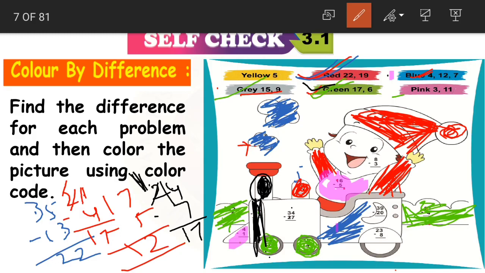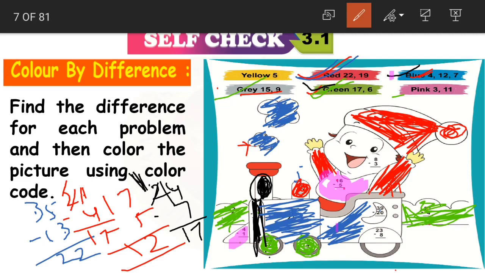Now 34 minus 27 is 13. Sorry, not 13, it is 7. 7 is in blue. So let us color it with blue. Yes, children, what is remaining? Now only two subtractions are remaining.